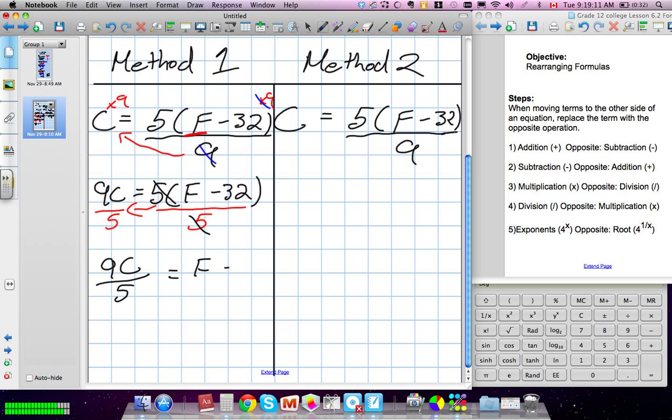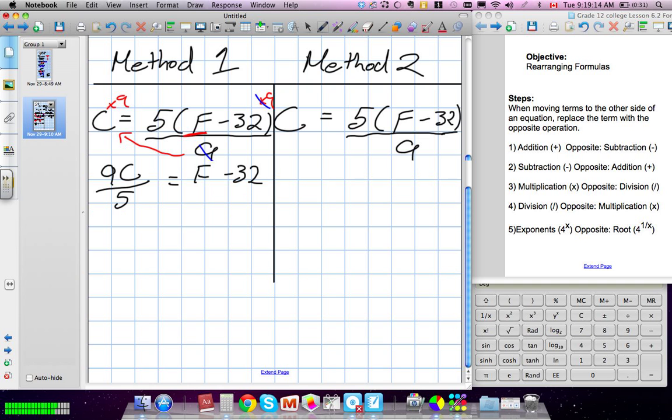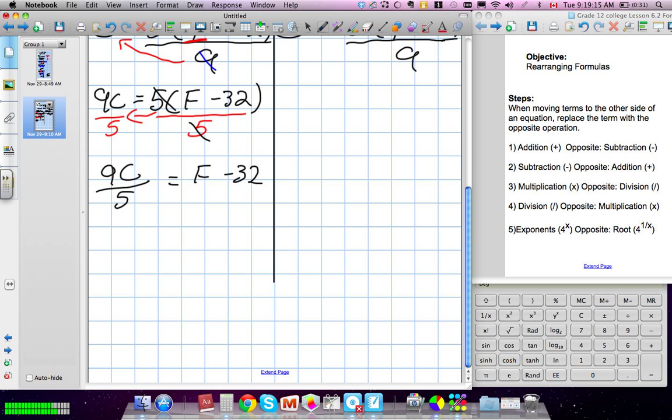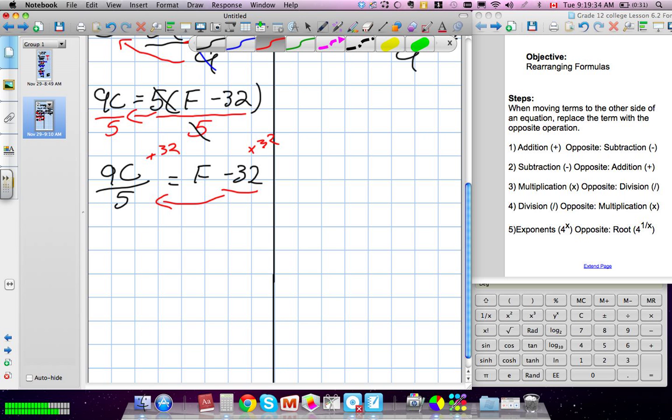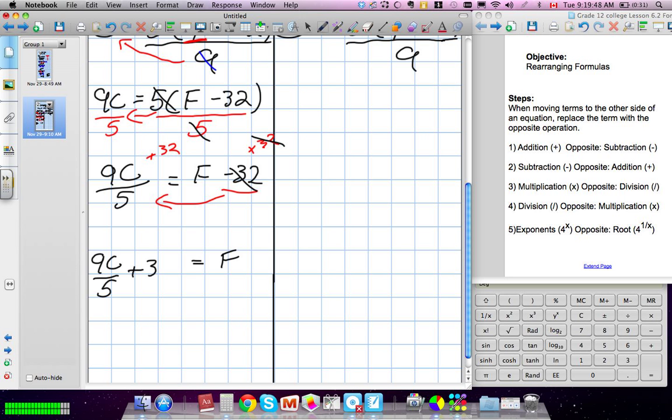And finally, the last thing I want to do in order to isolate is move negative 32 to the other side of the equation. Now when I do that, I have to add 32 to both sides of the equation. If you can do it in less steps, that's fine. The 32's will cancel each other out. So I'll definitely have F on the right side. On the left side, I'll have 9C divided by 5 plus 32. So now I've isolated F.